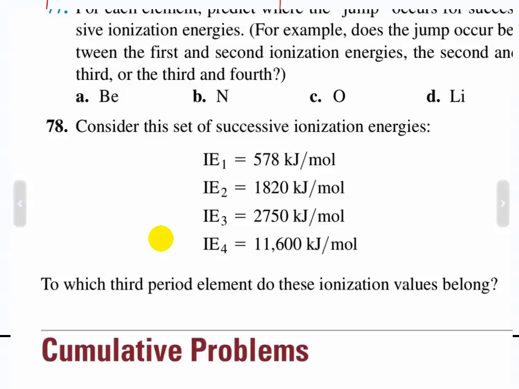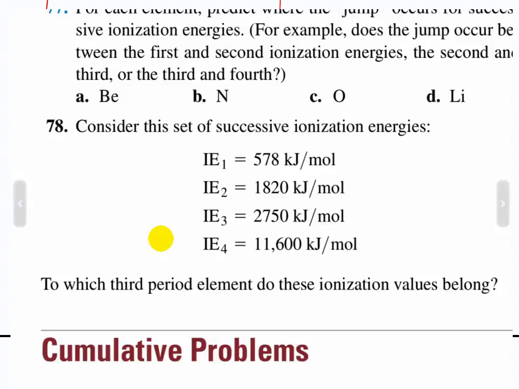That's right. So that big jump between 2750 and 11,600, between IE3 and IE4, is when you stop removing valence electrons and you start removing core electrons. So for aluminum, you remove one, another, another, and then the next one you have to remove is actually from the core, from the 2p. And so that takes a whole lot more energy.